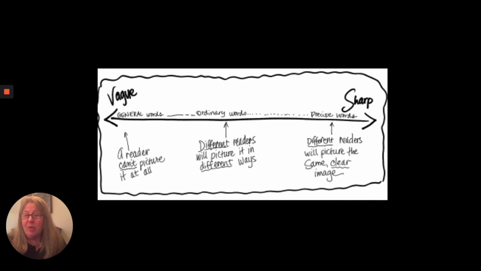Down on the end where it's vague, a reader would not be able to picture that at all. It would be blurry, cloudy. And on the far right end, every reader who heard this would probably picture it about the same way. It would be clear and precise.